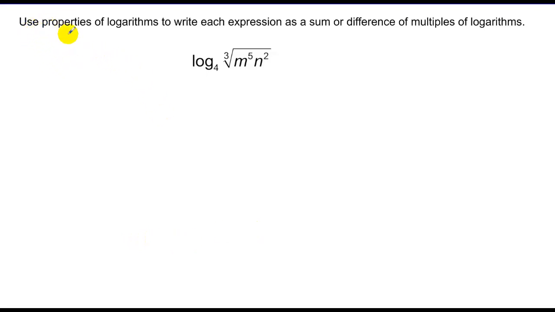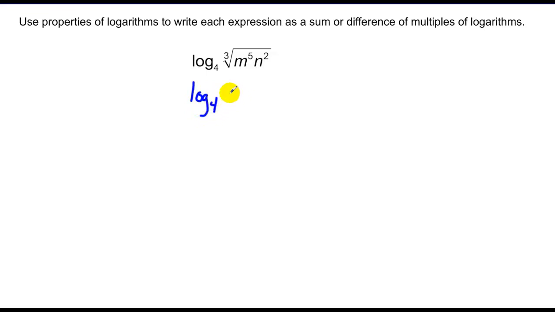Next, I want to use the properties of logarithms to write the expression again in a sum or difference of multiples of logs. This guy has a radical of index 3 and power, so I'm going to change this to an exponential.